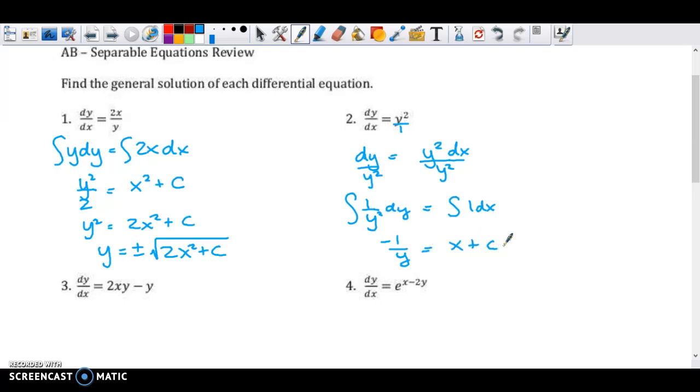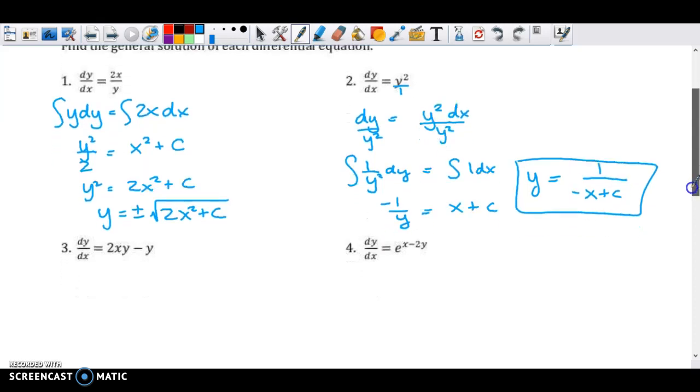Now what I want to do is I want that y to be up top, and I also want to get rid of this negative. So we're just going to kind of switch these around, and I can say that y is equal to 1 over negative x plus c. You could put this in parentheses, but because we don't know what c is, it really doesn't matter. So this would be my final answer.